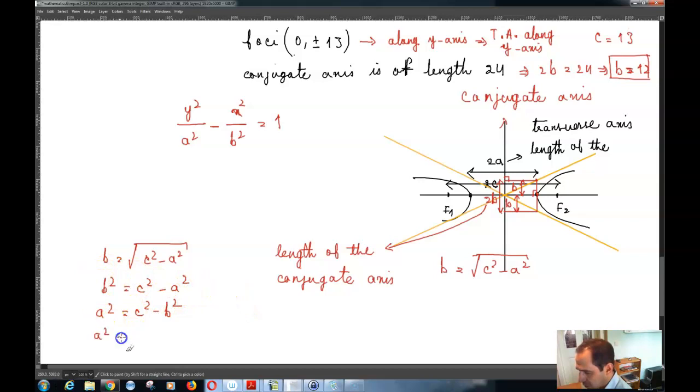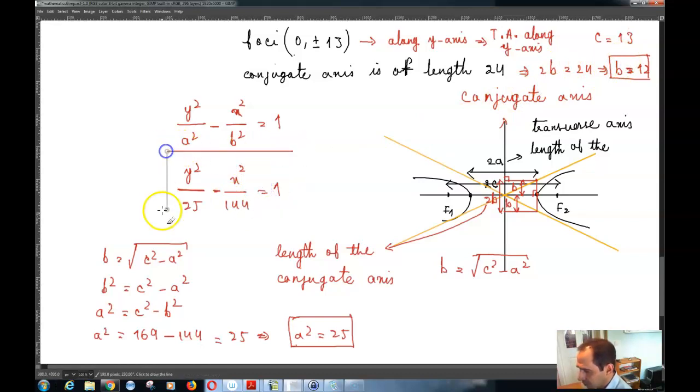And so A squared is equal to C squared, which is 169, minus B squared, which is 144, which is equal to 25. So that means that A squared is equal to 25. Then over here I can write y squared divided by 25 minus x squared divided by B squared, which is 144, is equal to 1. So you just need to simply analyze the situation a little bit.